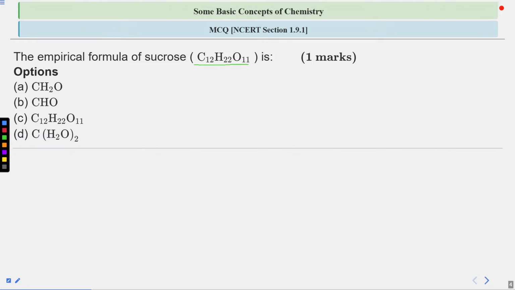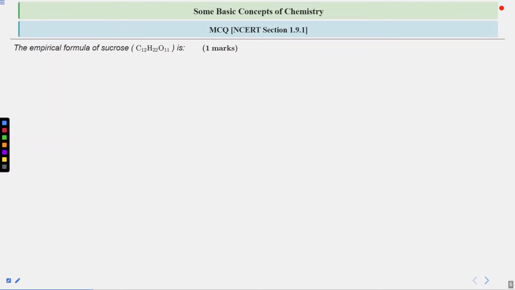Okay, so let's see the correct answer. How will we solve this question? For that, you must be clear about the empirical and molecular formula. So the correct answer will be C. Let us see how we can do it. For that, you have to look at the molecular formula of this sucrose.